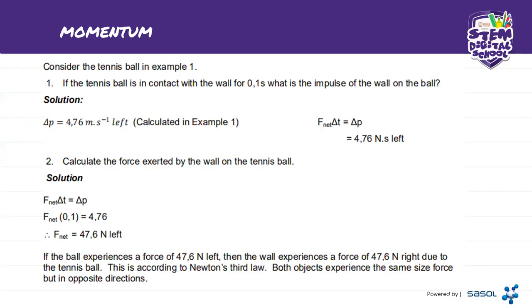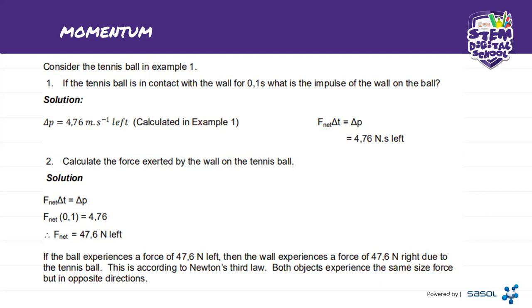So number 2, it says calculate the force exerted by the wall on the tennis ball. Remember what we mentioned, guys, that for the velocity of an object to change, there needs to be a force that is applied on that object. So when you throw a ball on a wall, whether it bounces back or it falls down, there is some force that is applied, be it 0 or be it 0.1, but there is a force that is applied.